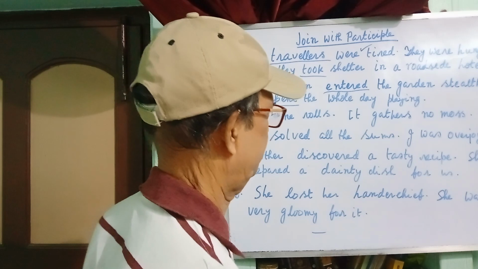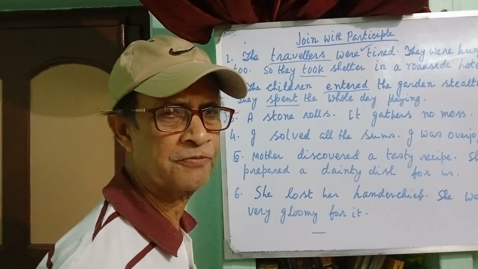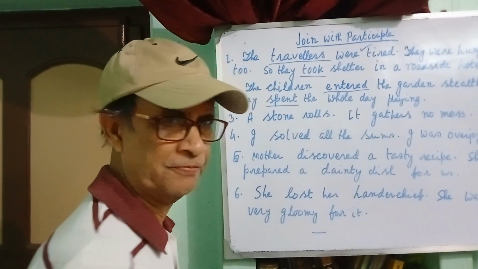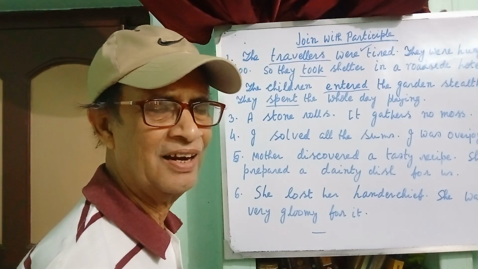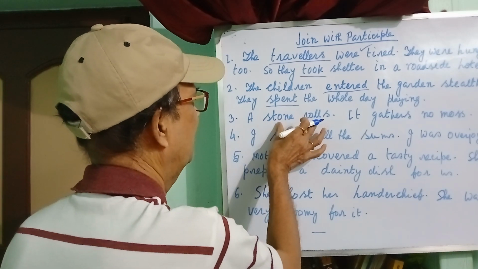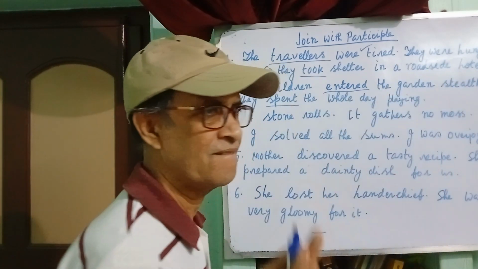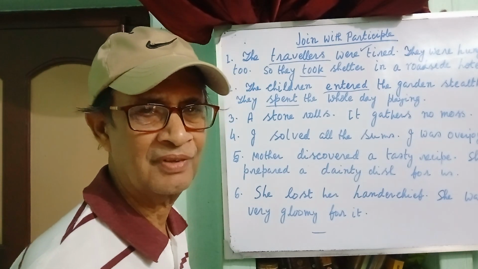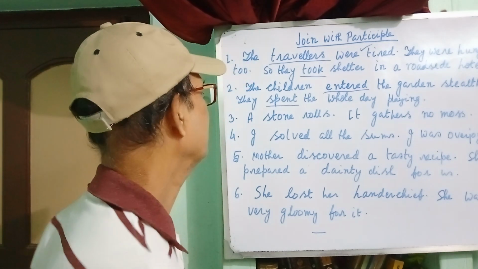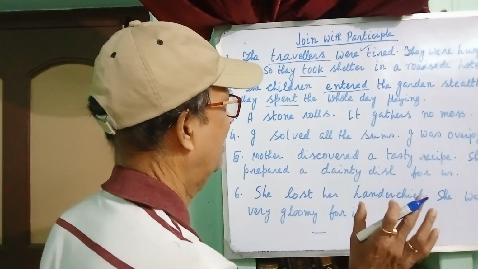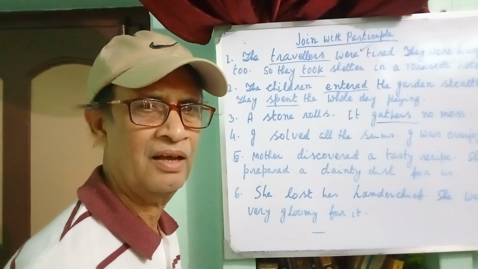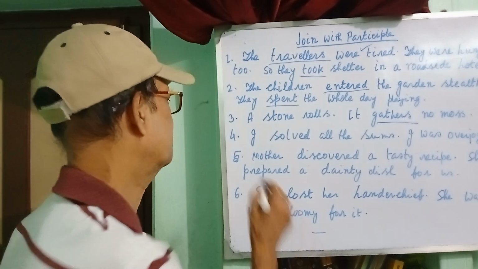A stone rolls, it gathers no moss. So, the stone that rolls, that is the relative clause. Now, you are at liberty to use: a rolling stone gathers no moss. A rolling stone, that is the verbal adjective. The previous day I discussed with you: a rolling stone gathers no moss. There is only one finite verb, that is gathers. Rolling stone.